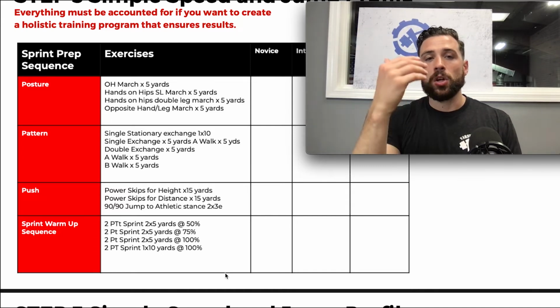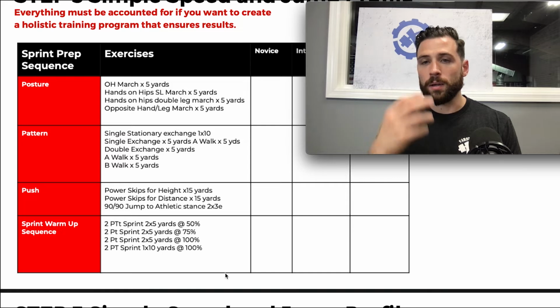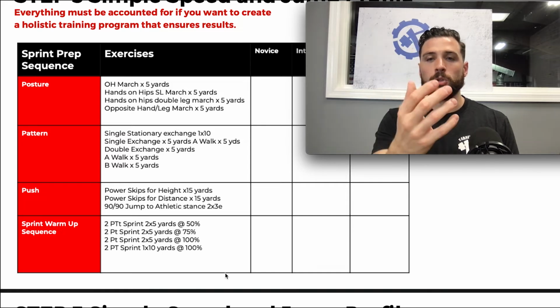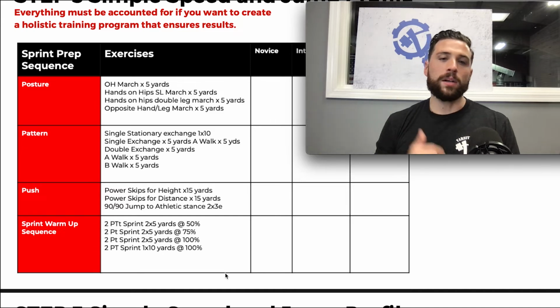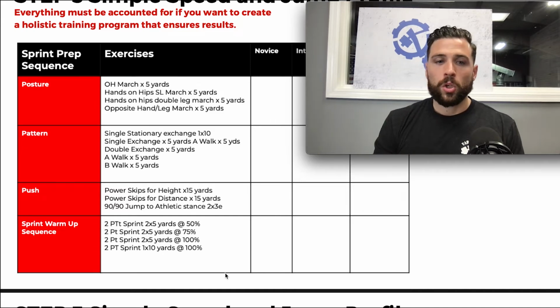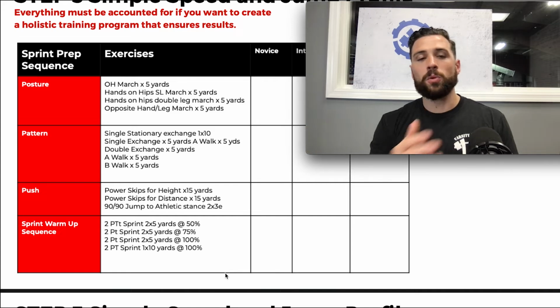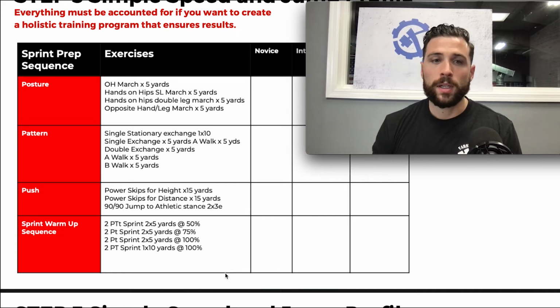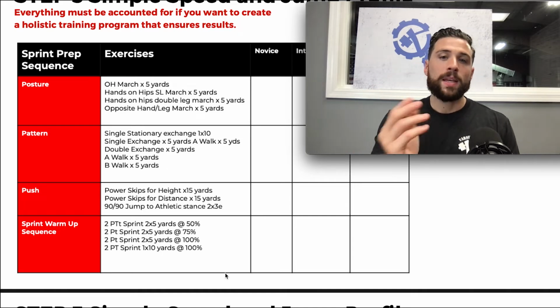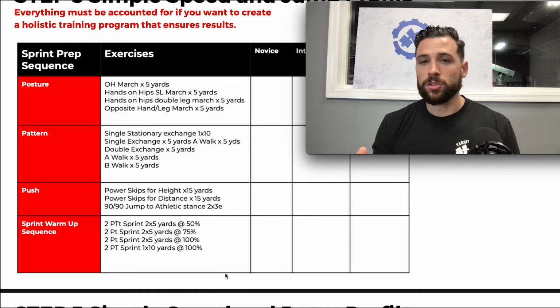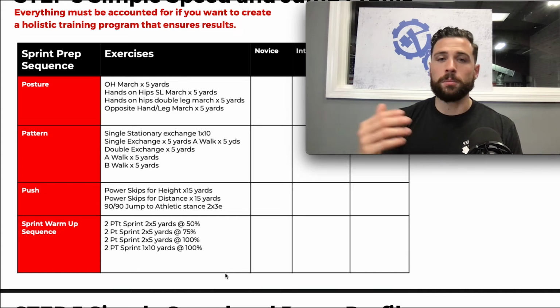So this is a natural, or I should say objective, coach's viewpoint of looking at: do they have good posture? Do they have good pattern? Do they have good push? Because all of these movements will tell you a story in regards to whether they are really efficient. And again, how we categorize them: novice, intermediate, and advanced.